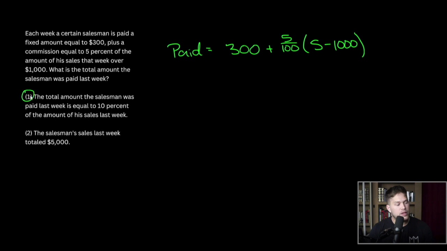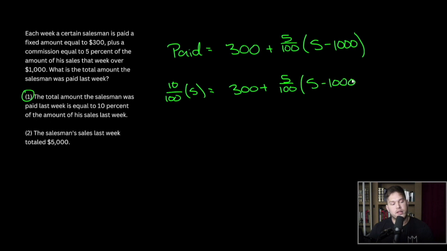Okay, statement 1 says the total amount the salesman was paid last week is equal to 10% of the amount of his sales last week. So if he was paid 10% of all of his sales, and this equals 300 plus 5% of sales minus $1,000, then we would be able to solve for S. Here we have one equation and one unknown. So statement 1 is sufficient in order for us to solve this problem.